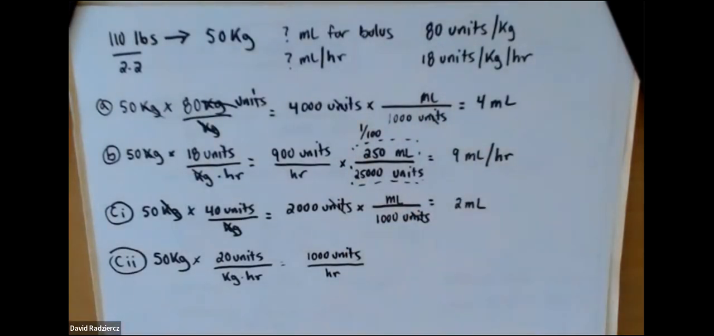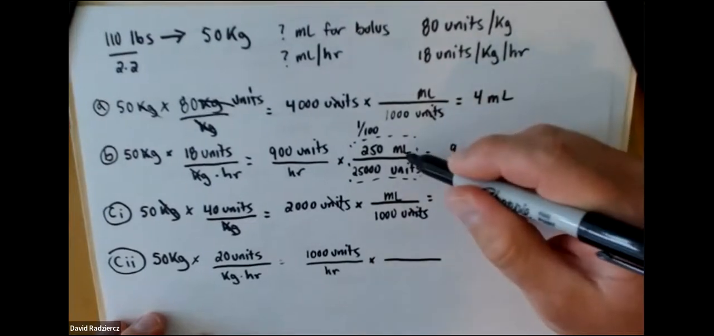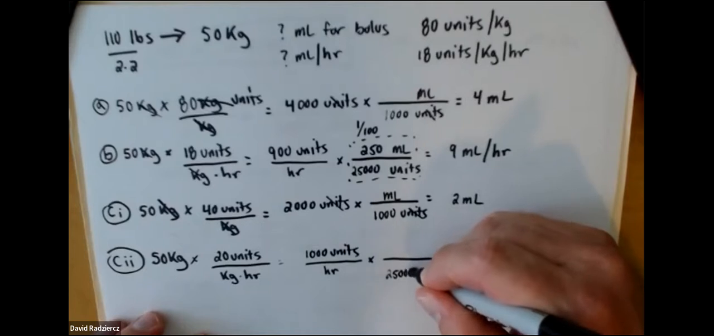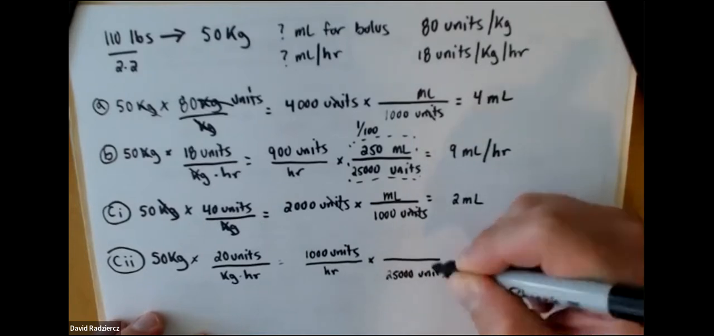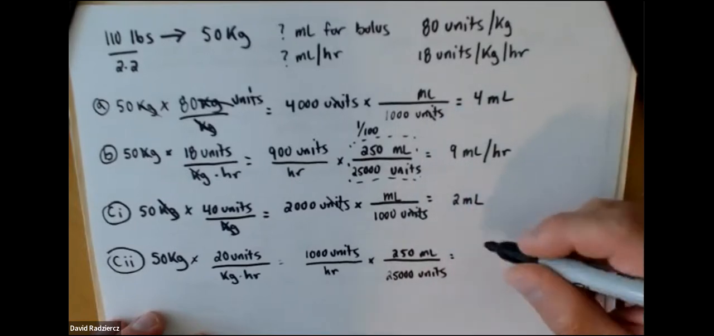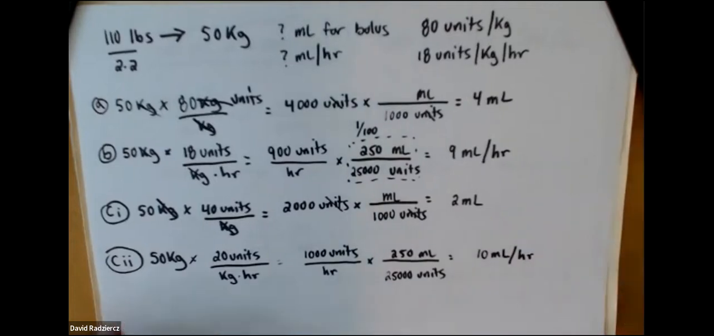Now keep in mind, I do the same thing we did for question 22. We're converting heparin units per hour to heparin milliliters per hour. I'm going to use the same conversion that I used up here, 25,000 units, 150 ml. And I'm going to get an answer of 10 milliliters per hour.